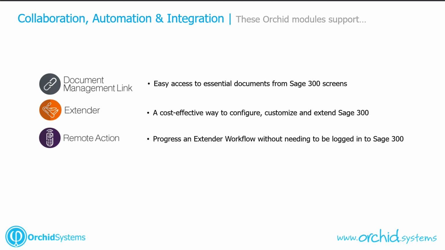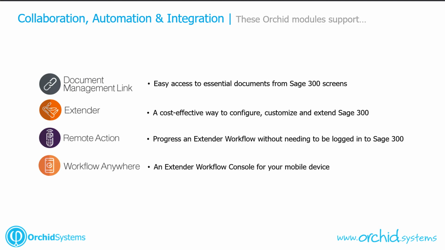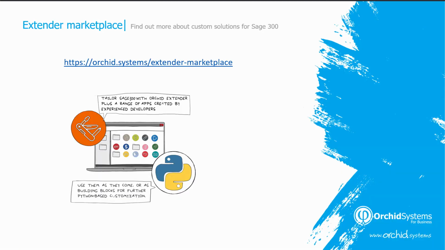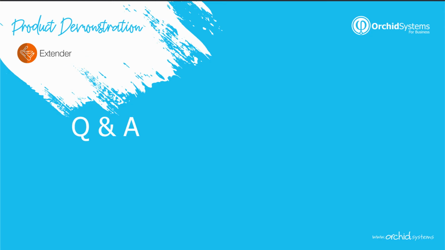We have demonstrated Remote Action Service and Workflow Anywhere to provide workflow functionality without logging into the Sage 300 desktop. And you can refer to the Orchid website for more information. In particular, you can refer to the newly launched Extender Marketplace to find details about solutions built using Extender. So now, let's move to Q&A.